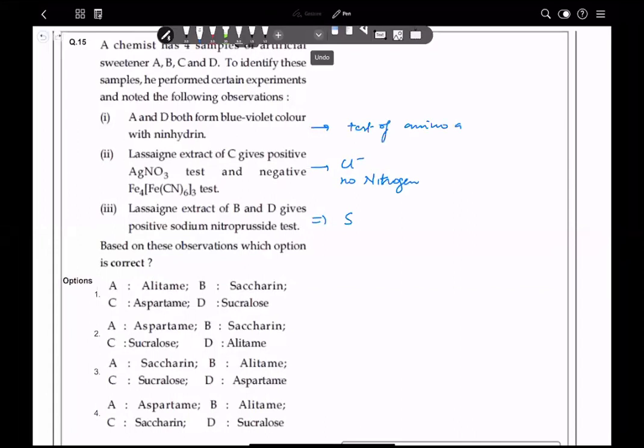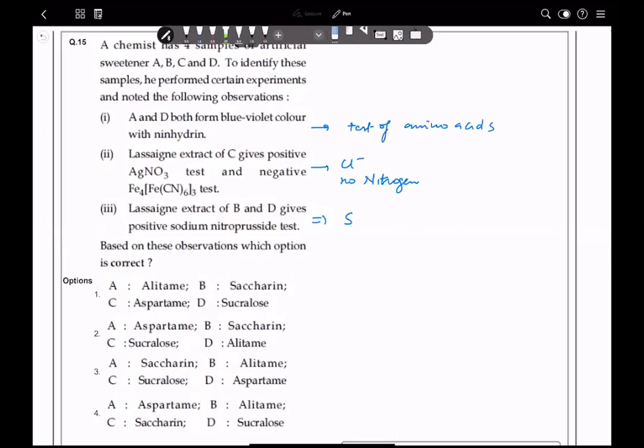We have been given artificial sweeteners: alitame, saccharin, aspartame and sucralose. Aspartame and alitame both contain amino acid linkage. Saccharin contains sulfur and sucralose contains chloride. So sucralose must be C, and the compounds which give the ninhydrin test must be A and D, that means aspartame and alitame. And alitame contains sulfur also, that means D is alitame.